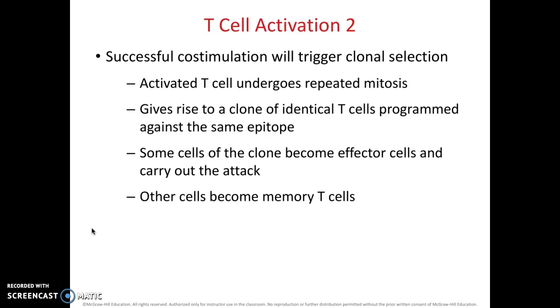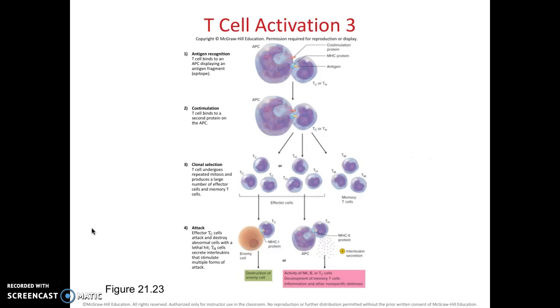Some of the cells after that clone become effector cells and actually carry out the attack. Other cells become memory T cells. So the ones that are effector cells and carry out the attack, remember those are cytotoxic T cells, with memory T cells also being created so that you can remember that antigen.